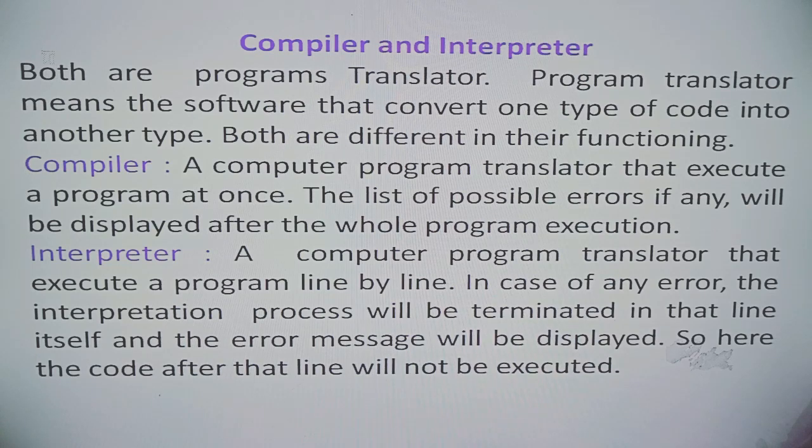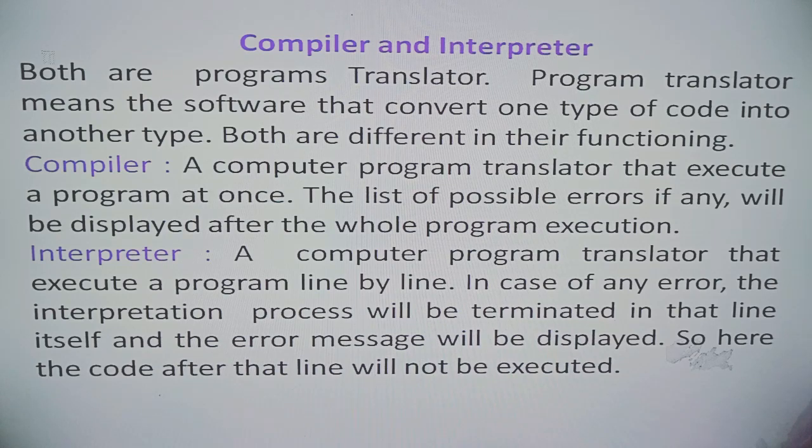Now, here, what is the difference between compiler and interpreter? Compiler executes the whole program at once, and if there is any error, the error will be displayed at the end of the execution process. But in case of interpreter, it interprets, or executes, the program line by line.